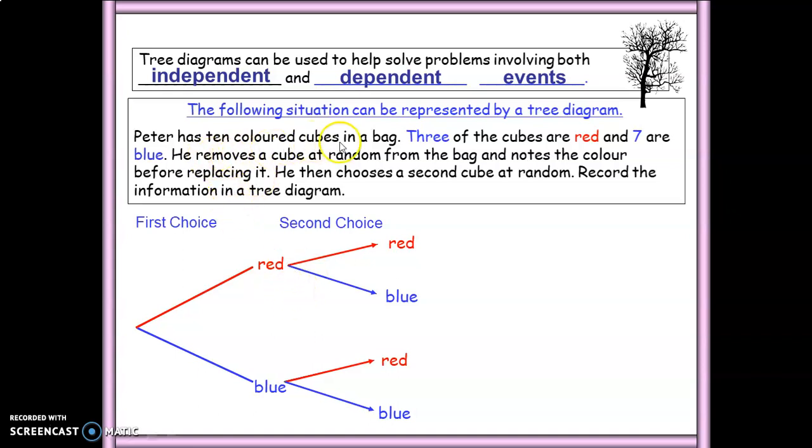Peter has 10 colored cubes in a bag. 3 of the cubes are red, 7 are blue. He removes a cube at random from the bag and notes the color. Before replacing it, he then chooses a second cube at random.